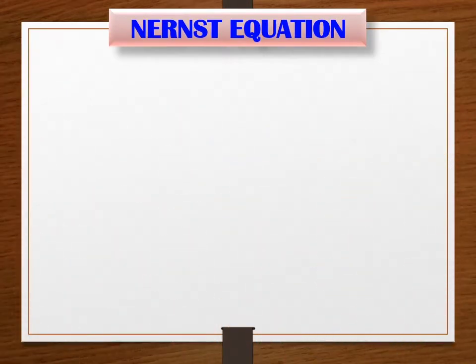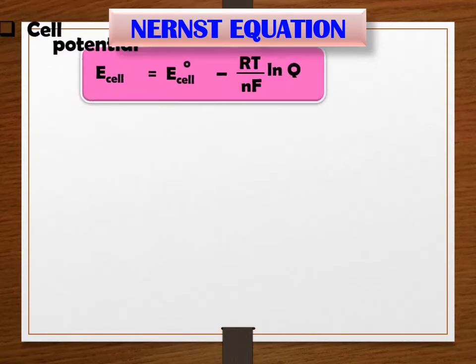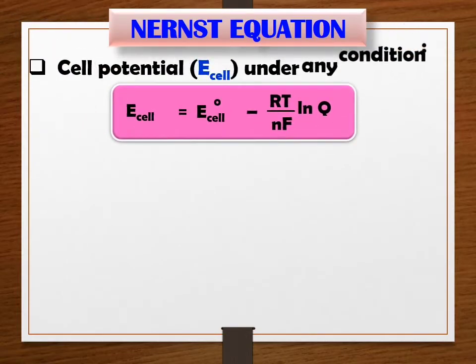Now we look at the Nernst equation. So this is the Nernst equation. This equation is used to calculate cell potential under any condition. It means that the Nernst equation can be used to calculate the cell potential for any chosen concentration.